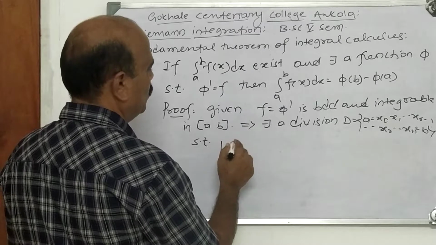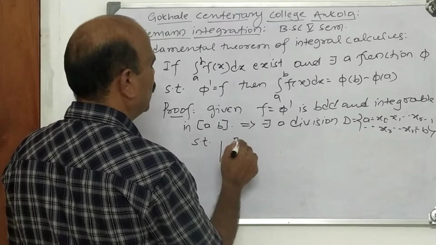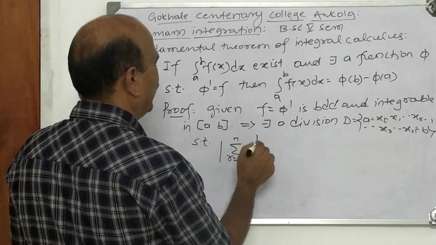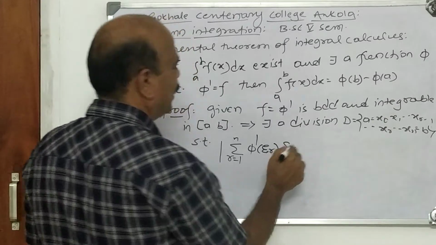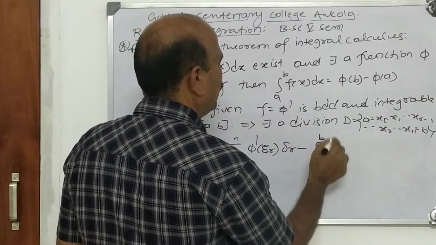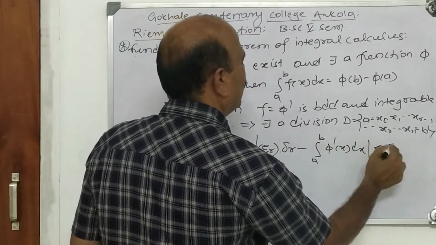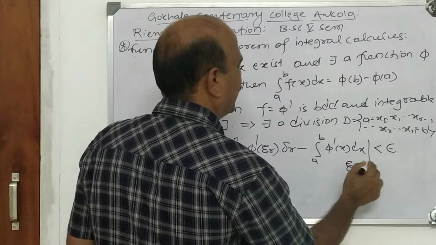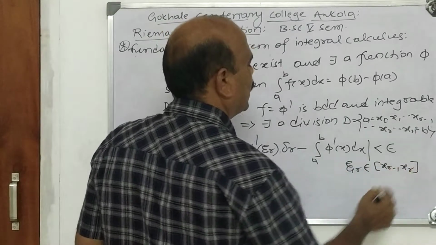mod of sigma r is equal to 1 to n pi dash xi r into delta xr, that is xr minus xr minus 1, minus integral a to b pi dash x dx is less than epsilon, where xi r belongs to xr minus 1, xr.